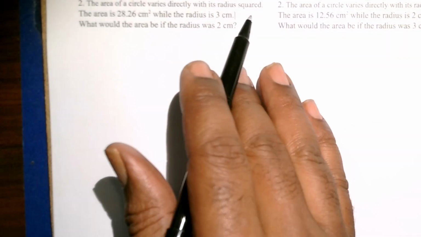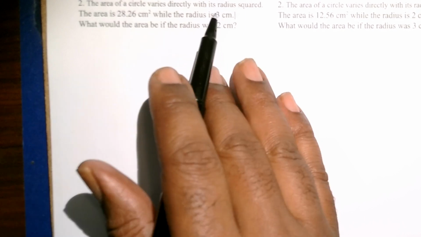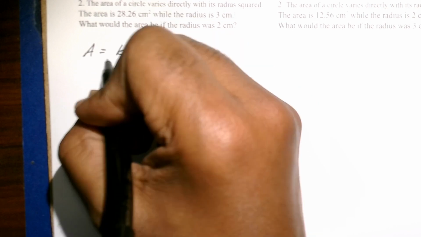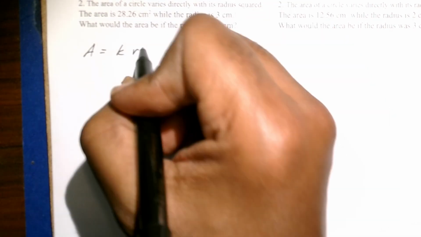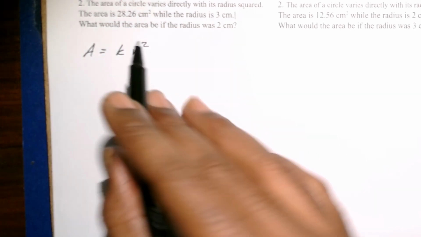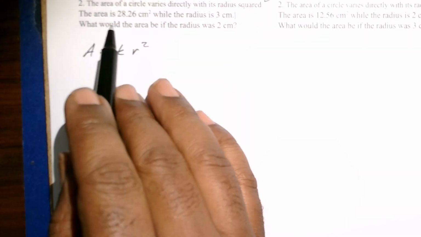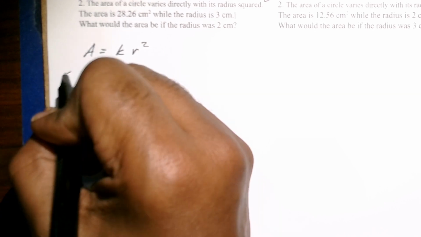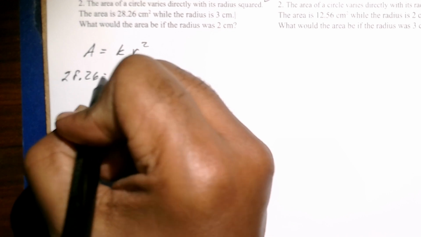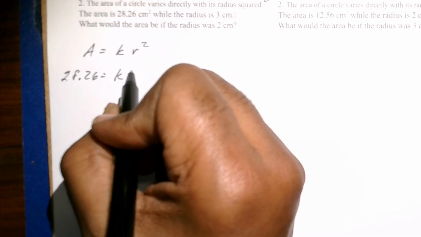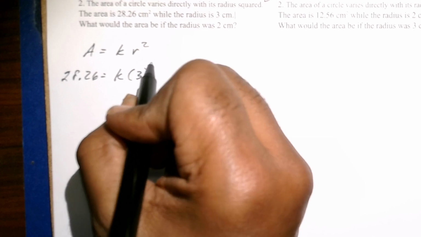Here we have the area of a circle varies directly with its radius squared. So that's area equals, there's the k right there for the constant, but instead of just r, this is going to be r squared. Okay, so this is the direct variation equation for this. Now they tell us that the area is going to be 28.26, while the radius is going to be 3. So k is unknown, and we're going to replace r with a 3.